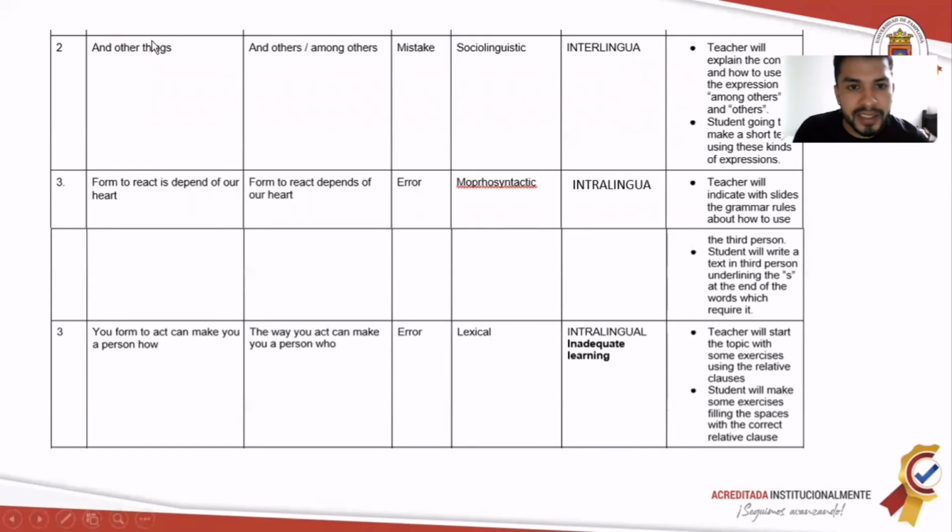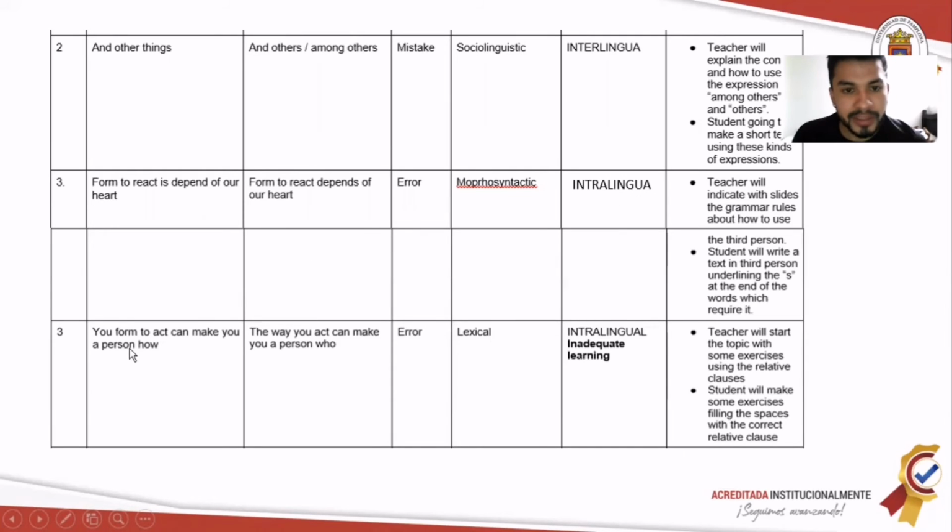So let's continue. This is a mistake because in the context of the sentence, the word thinks is unnecessary. The correct way is just others or among others. It is an interlingual error because this could be an interference with the native language, Spanish. And in this one, this is a frequent error: the student has inadequate learning about the structure and use of the third person. The student made this error more than once. So it is an interlingual error due to the difficulty of the target language.